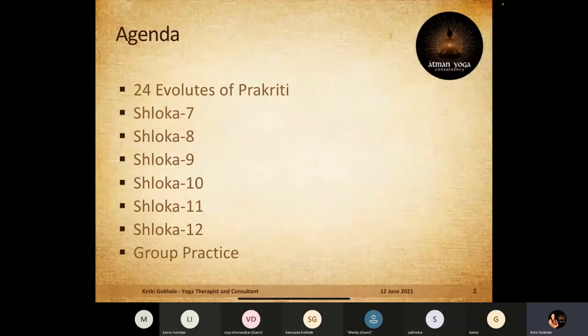So in today's session, we will be looking at 24 evolutes of Prakriti or the tattvas of Prakriti. In the last session, we looked into the two main principles of Sankhya Yoga, that is Purusha and Prakriti. So in this session, we'll be looking at the further principles of Prakriti and then the next 6 Jnana Yoga shlokas, and we'll do practice.